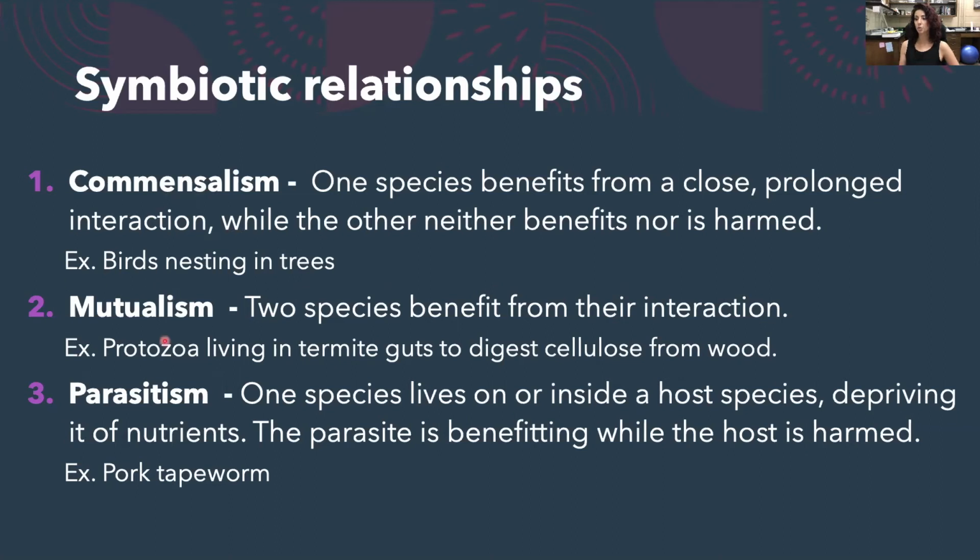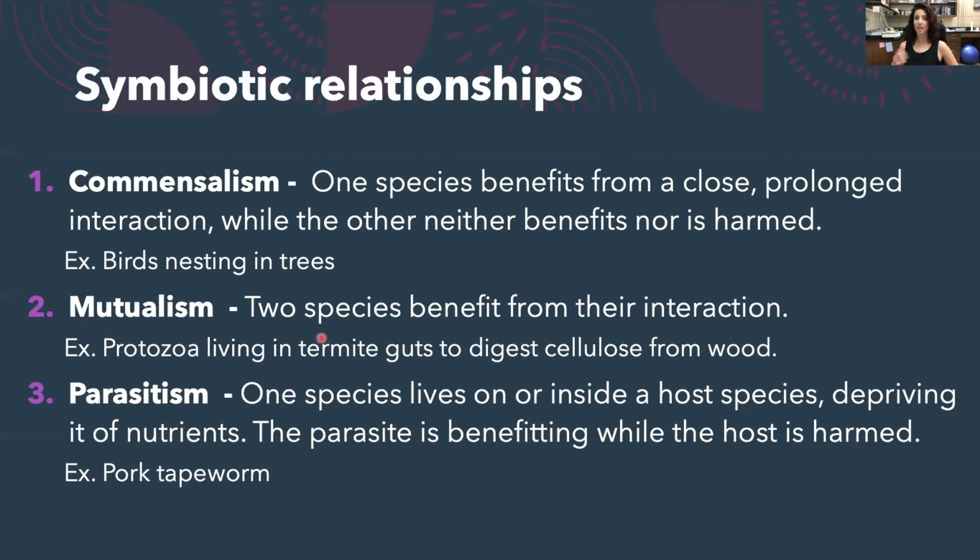Next, we have mutualism. This is when two species benefit from their interaction with each other. This is considered by some ecologists the only type of truly symbiotic relationship, with the others being closely associated but not true symbiotic relationships. So an example of a mutualistic relationship is protozoa living in termite guts to digest the cellulose that the termite eats.